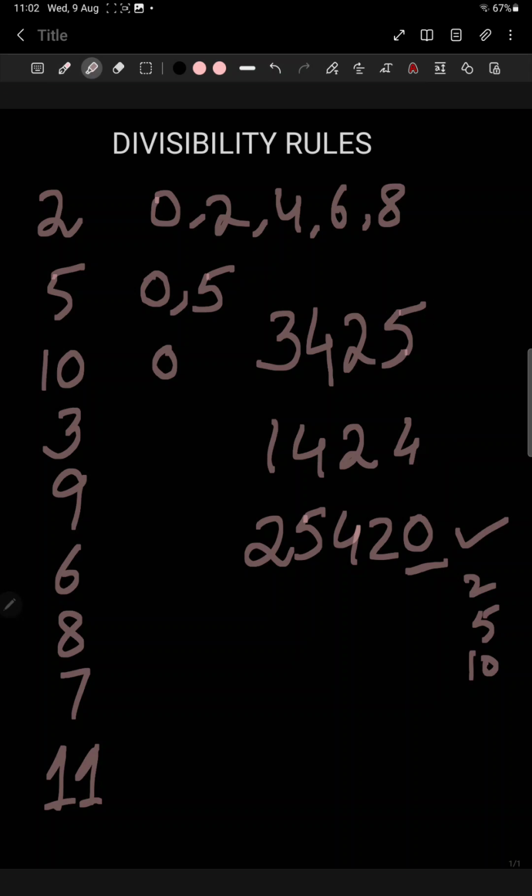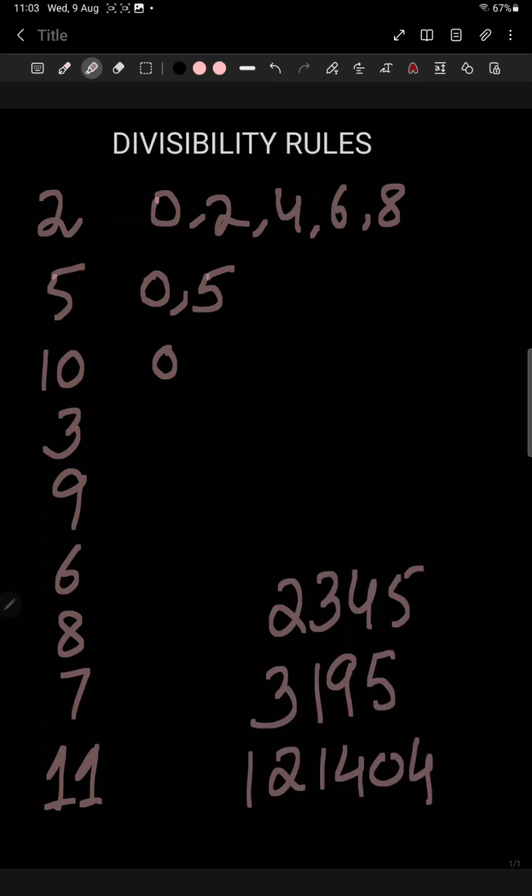Now we will check about 3. To check whether a number is divisible by 3 or not, we will just add all the digits of the number. For instance, over here the digits are 2, 3, 4 and 5. We will add all the digits. 2 plus 3 will give us 5, 5 plus 4 is 9, and 9 plus 5 will give us 14.